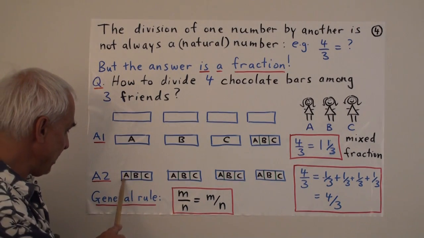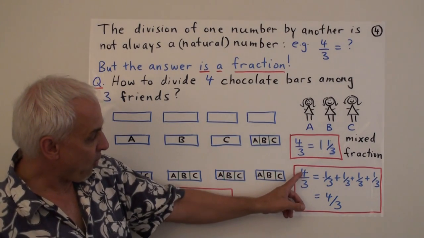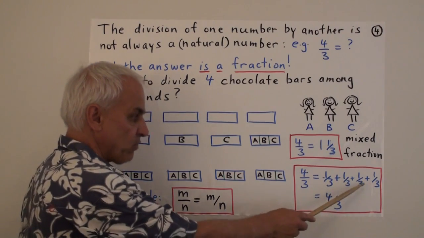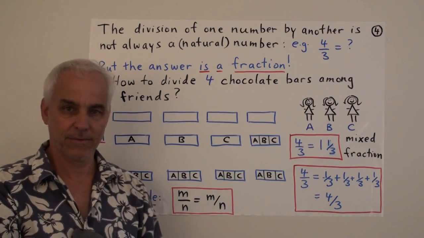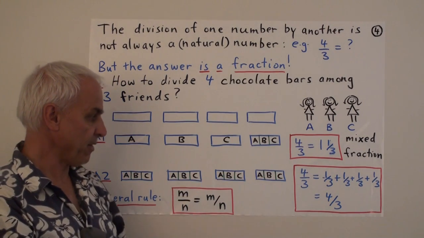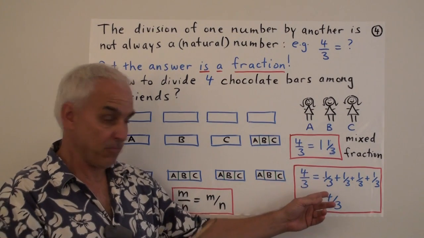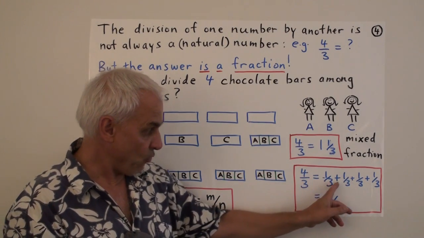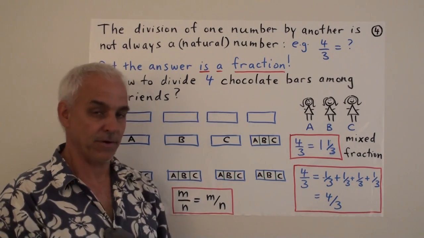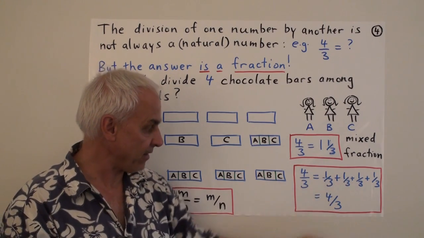So A gets this piece, this piece, this piece, and this piece. And so we could then say, well, 4 divided by 3 is 1/3 plus 1/3 plus 1/3 plus 1/3. And we've just said in the previous video that if we have 1/3 plus 1/3 plus 1/3 plus 1/3, that's what we're going to call 4/3. 4/3 is 4 times 1/3, so it's exactly that.